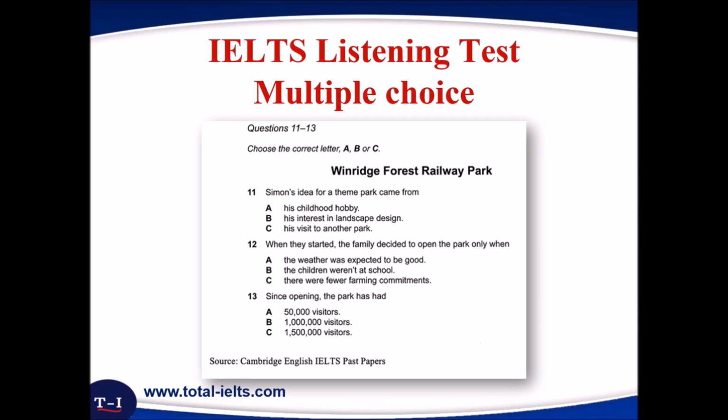For example, in question 12, the first half says, when they started, the family decided to open the park only when, and option A, the weather was expected to be good. The actual recording says, we opened to the public for just a month that year, 1984, our driest month. The key words here are the weather was expected to be good, and the paraphrase is the driest month.